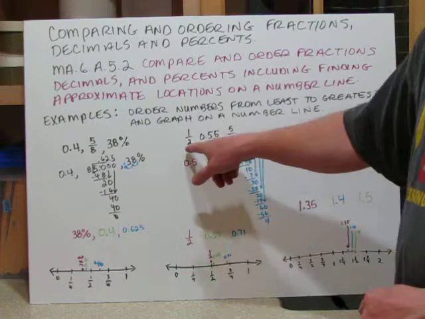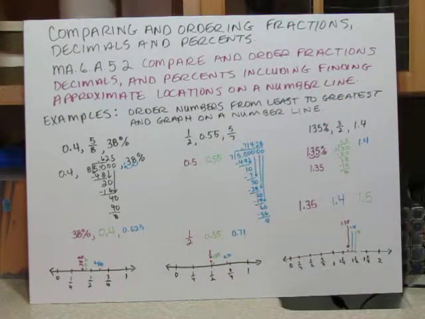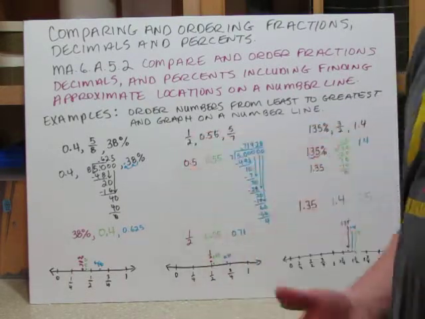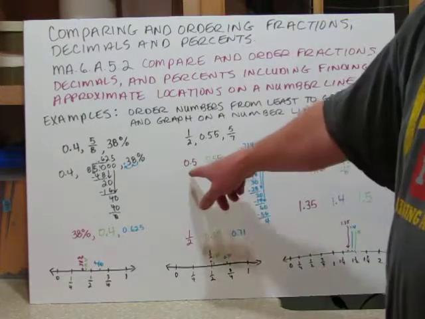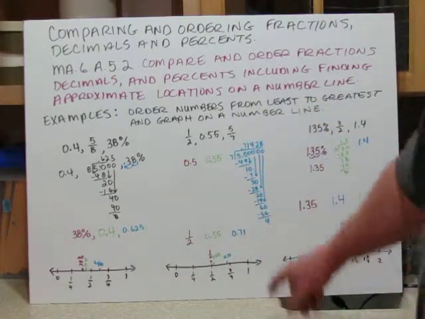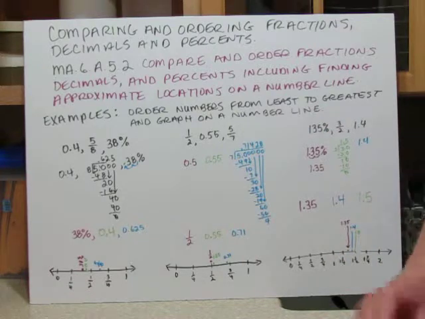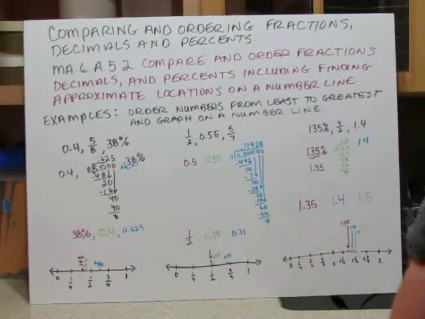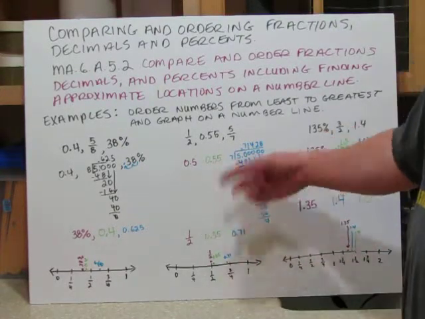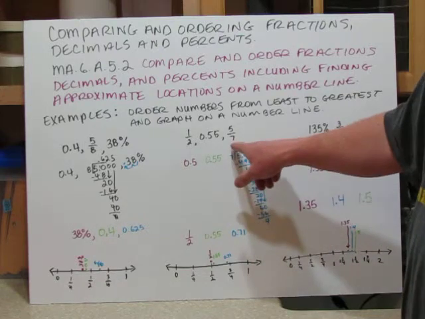Second example, I am looking to order 1/2, 0.55, and 5/7. So a half is easy. If I think of money, I have a $1 in my pocket and I got 50 cents, so 0.5. And then I have 0.55, leave it there. I can already tell that that's bigger than this. If I have 55 cents in my pocket, I got more than 50 cents. So I know this one's bigger than this one, I just don't know about 5/7. So I have to do the division.